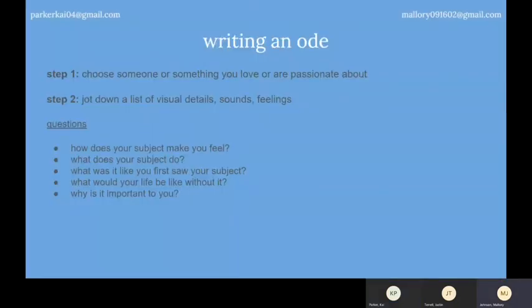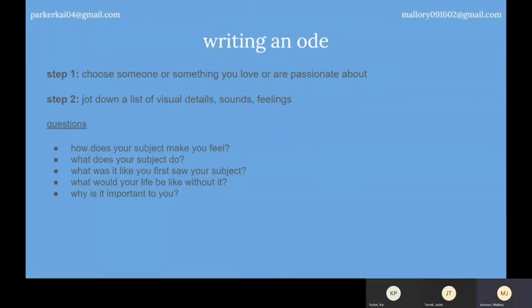Okay, now we're going to talk about how exactly to write an ode. So, like we said, an ode is a poem that displays your passion or admiration about someone or something. So, step one to writing an ode would be to choose someone or something that you love or are passionate about. And then step two would be to jot down a list of visual details, sounds, or feelings about that subject. So, when you think of this subject, what exactly do you see? What sounds do you hear? What feelings do you get?